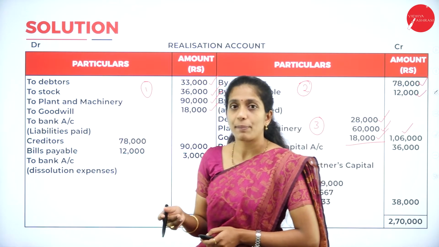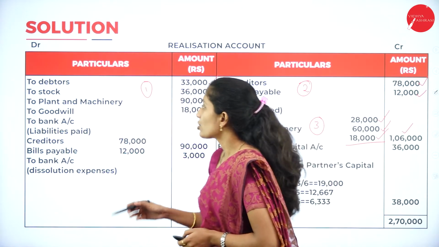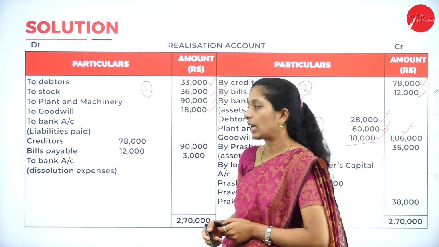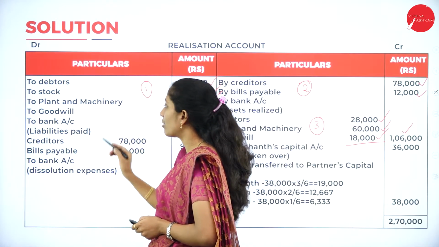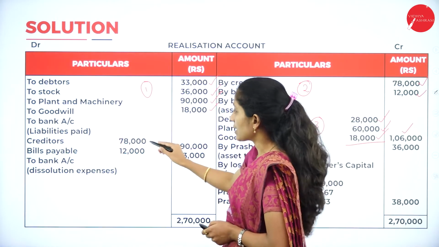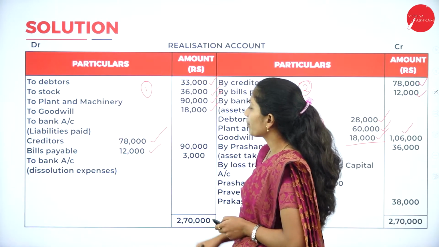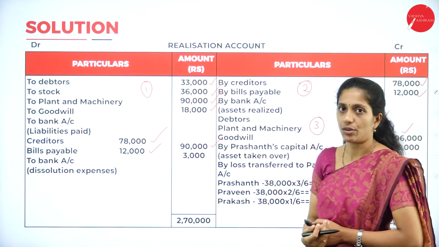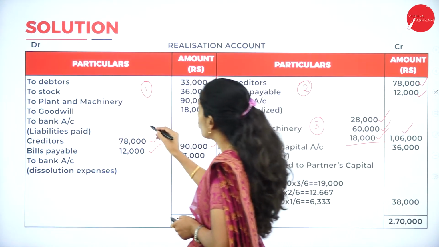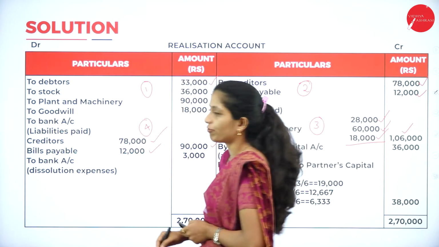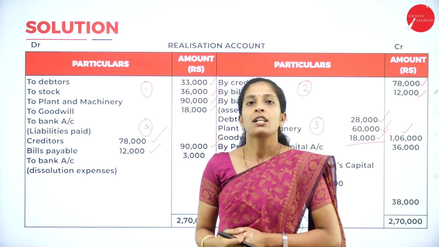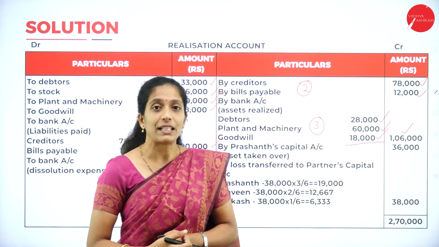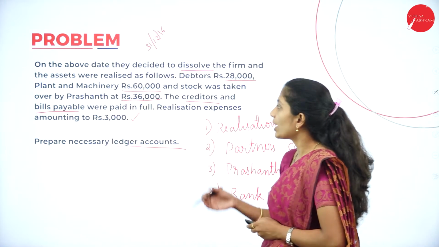So when liabilities are paid, what is the entry? So your entry will be realization account debit to bank account. So write to bank account, liabilities paid, creditors 78,000, bills payable 12,000. When you total this, you will get 90,000. So this is your fourth step, that is payment of liabilities. Next, your fifth step is check whether any asset is taken over by the partner. For that, see your adjustment.